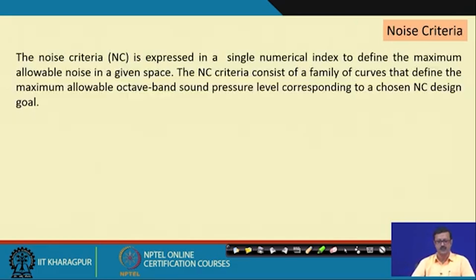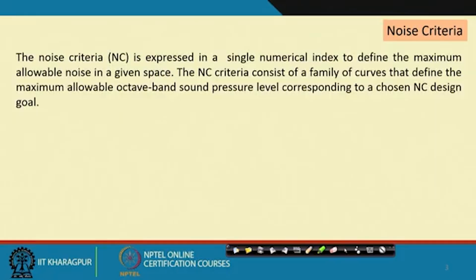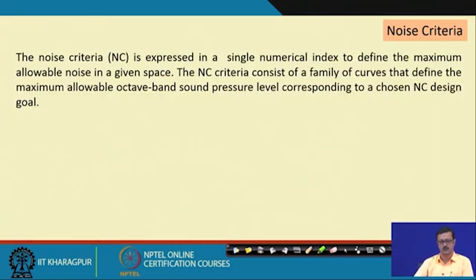Noise criteria is a number and a set of curves having a numerical index number, which is created for different sound pressure levels corresponding to different octave band frequencies. It is very similar to the loudness contour curve, but there is a significant difference between the noise criteria and the loudness curve.